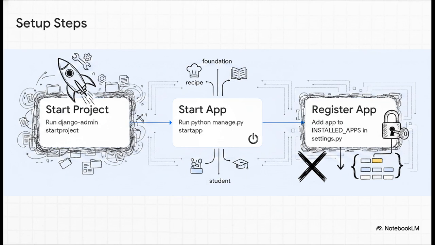First, you run django-admin startproject to create the main container. Second, you go inside that and run python manage.py startapp to build a specific modular app like our recipe manager. And third, and guys, this is absolutely crucial, you have to register that new app by adding it to the INSTALLED_APPS list in your settings file. If you skip step 3, Django literally won't even know your app exists.